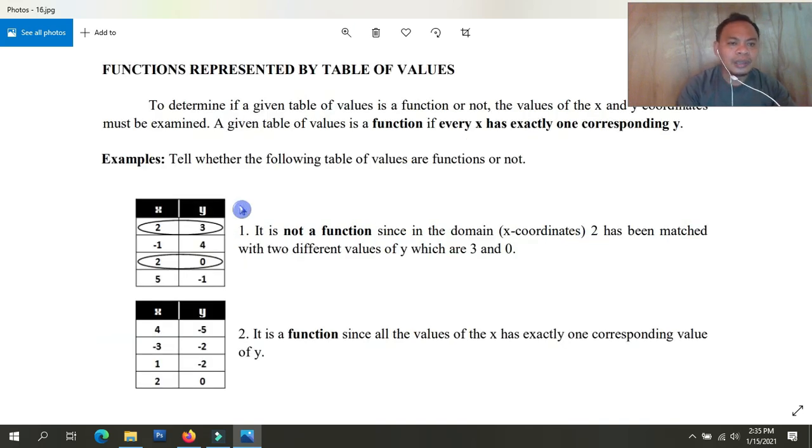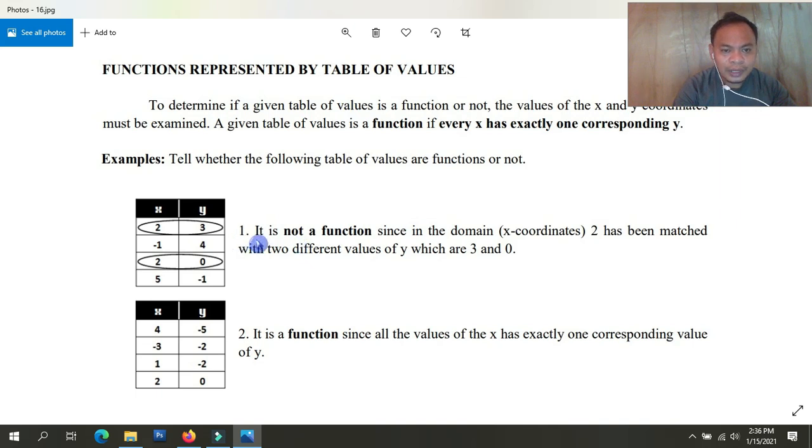Okay. Then, functions represented by a table of values. To determine if a given table of values is a function or not, the values of x and y coordinates must be examined. A given table of values is a function if every x has exactly one corresponding y. So, for example, tell whether the following tables of values are functions or not.